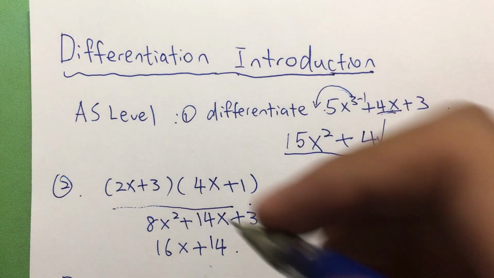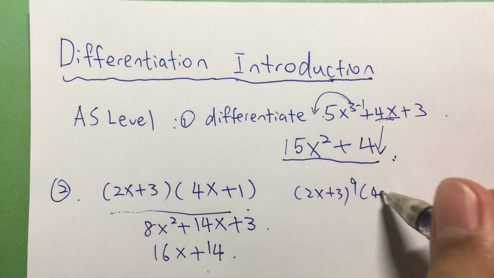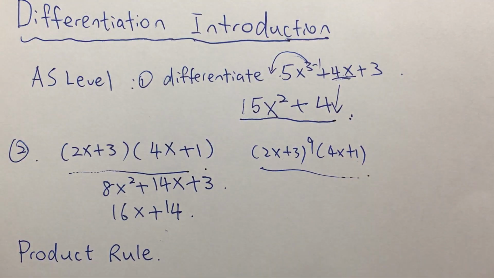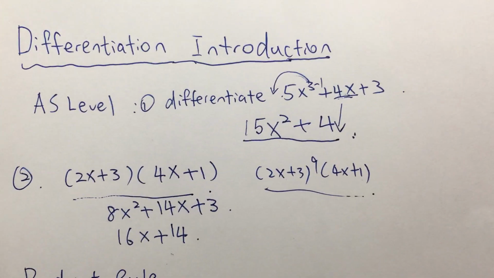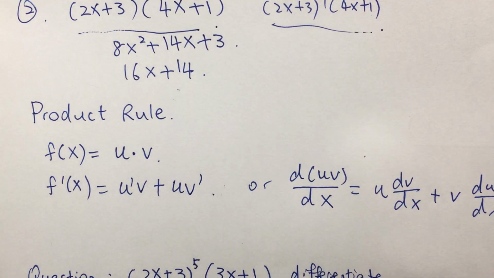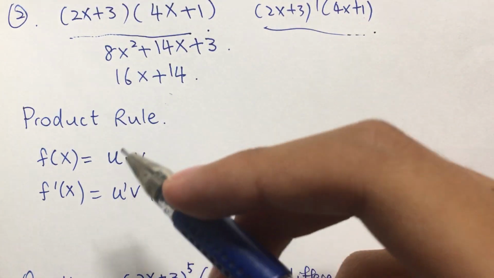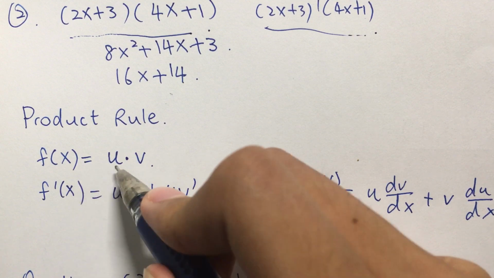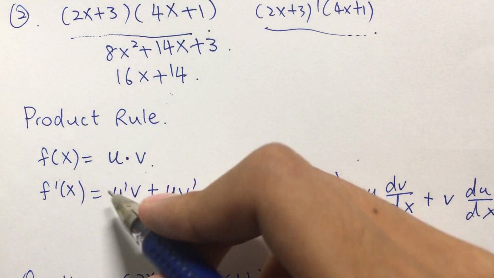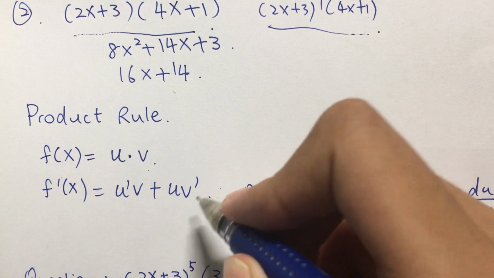However, if we have something like (2x plus 3) to the power of 9 times (4x plus 1), it's very hard to expand those. So how do we do this? Well, now we are going to introduce a rule which is called the product rule. So what is the product rule? The product rule is, if we have f(x) equal to u times v, then f dash of x equals u dash v plus uv dash.